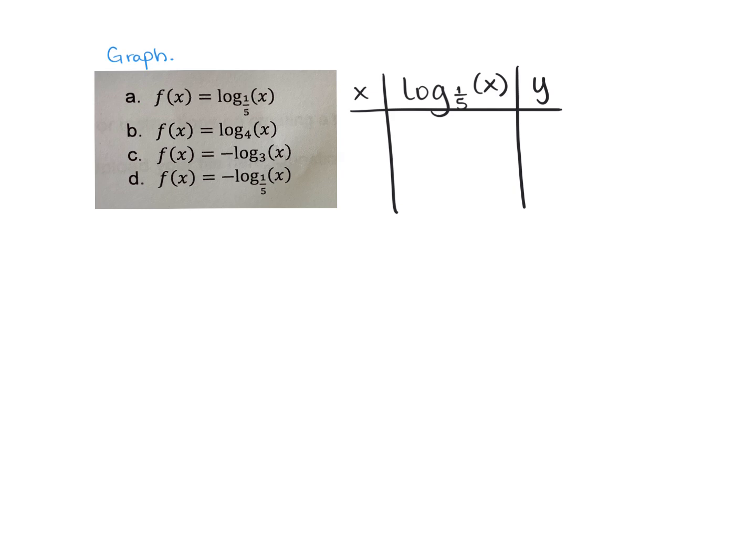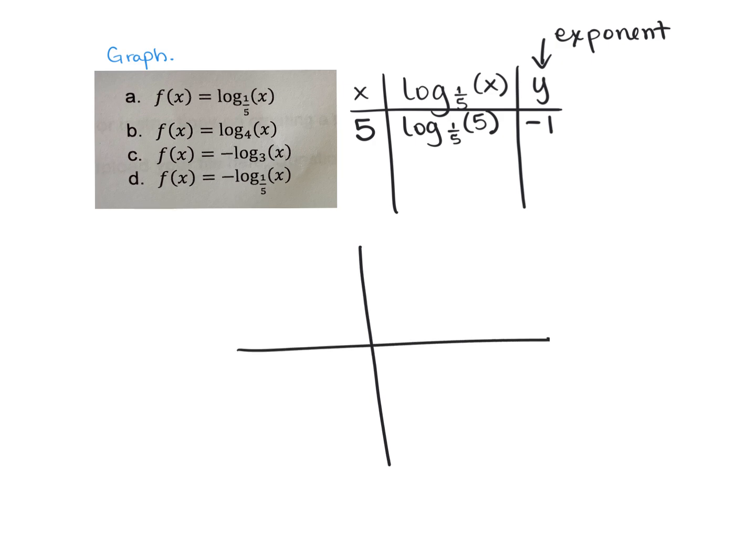And I want you to remember, please, that y is going to be the exponent that makes it true. So if I put a 5 in where x is, that's the log base 1/5 of 5. So if I take 1/5 and I raise it to the negative first power, that will give me the number 5. So I have 1, 2, 3, 4, 5, and I go down to -1. So that's an ordered pair point that's on here.